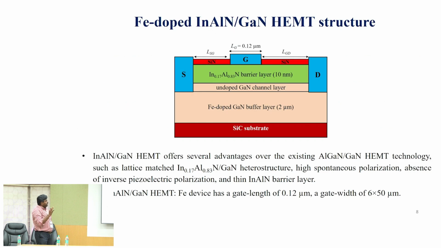So this is the structure that was taken. It's a typical GaN structure, with indium aluminum nitride as the barrier. The advantage, I think we discussed yesterday: it is a lattice-matched heterostructure with high spontaneous polarization, and it has a thin barrier layer. The gate length is 0.12 micrometer and the gate width is 6x50.